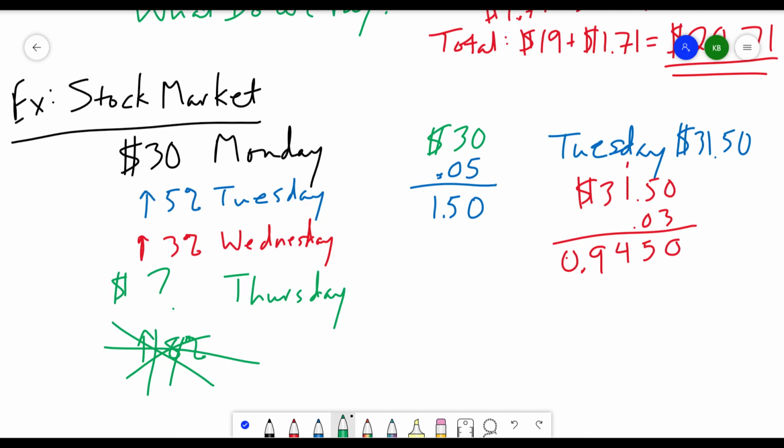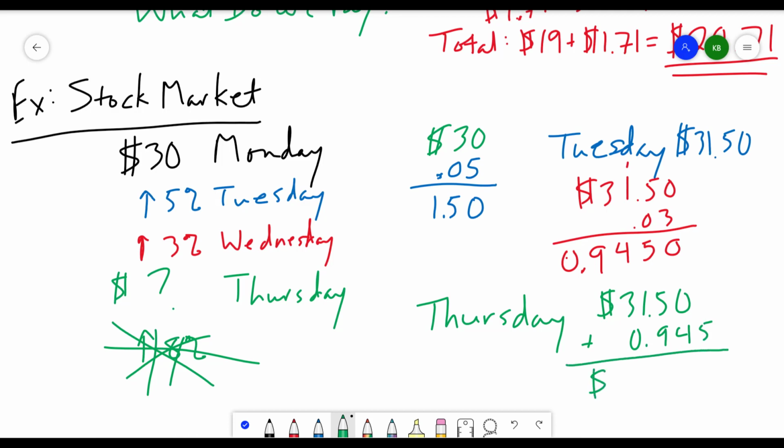All right, so my Thursday price, so the price at the end of the day, Wednesday, was the plus 94. So Thursday, when I'm looking at what it is at the beginning of the day, it's what it was at the end of the day, Wednesday. So Thursday, I'm going to have 31.50 plus 0.945. Got this lined up horribly. There we go. All right, 945. All right, and we'll talk about that 5 in a second.